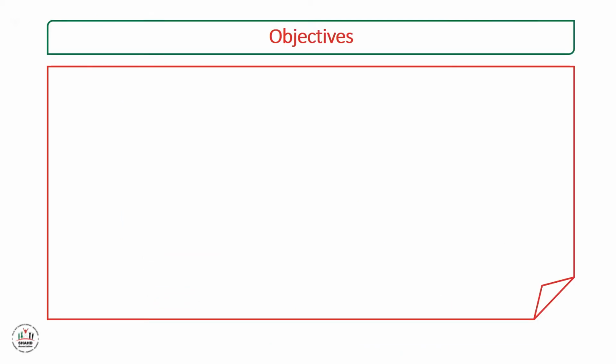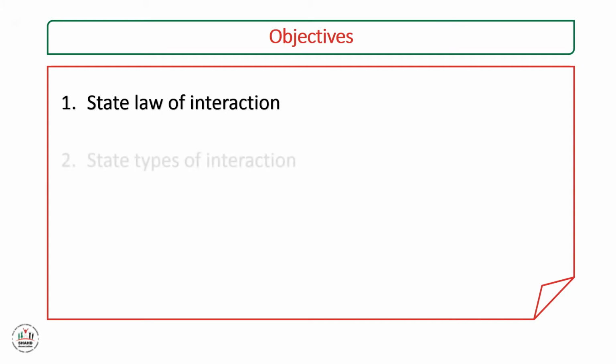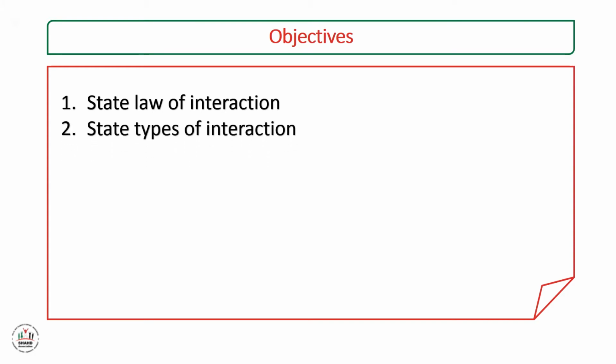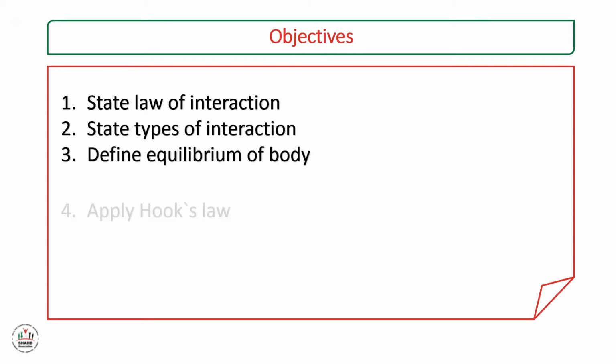We have four objectives for today. First, we will state the law of interaction. We will state the types of interaction. We will define equilibrium of body. And finally, we will apply Hooke's law.